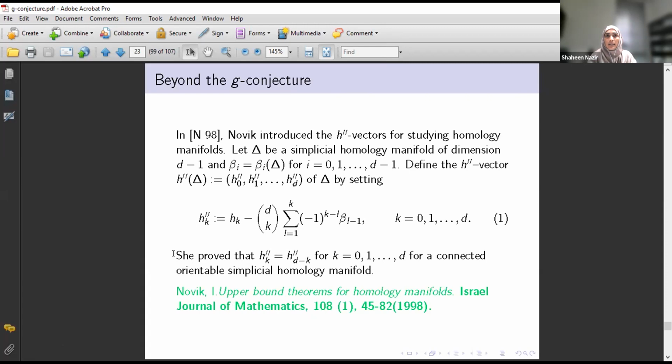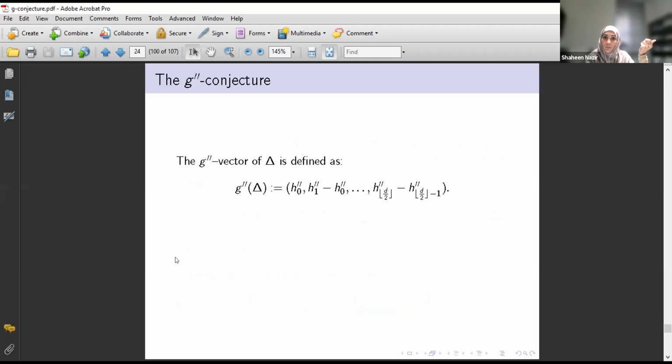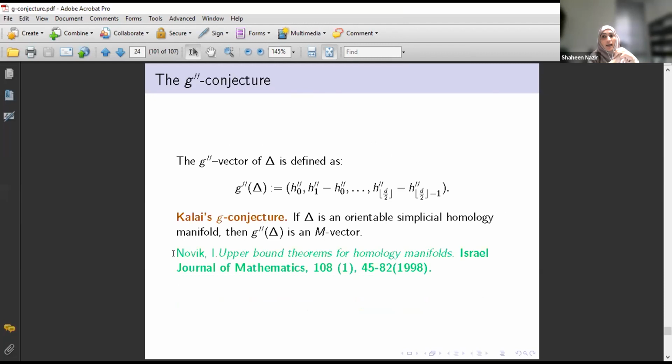So it is natural to ask a question here about the g double bar vector, which is just the difference of consecutive h double bar vectors. One can ask for the analog of the G conjecture: is this g double bar an M-vector or not? This is known as Kalai's G conjecture: if your Delta is an orientable simplicial homology manifold, then g double bar is an M-vector.